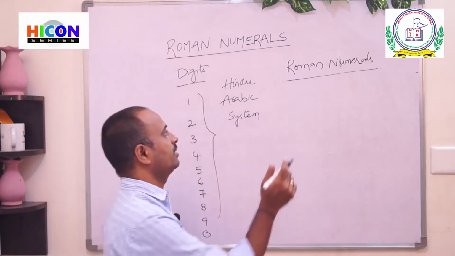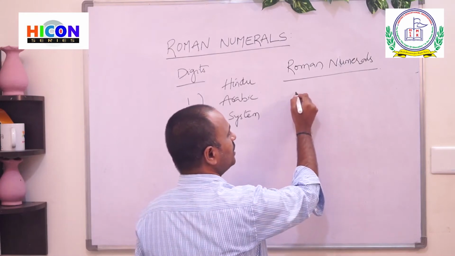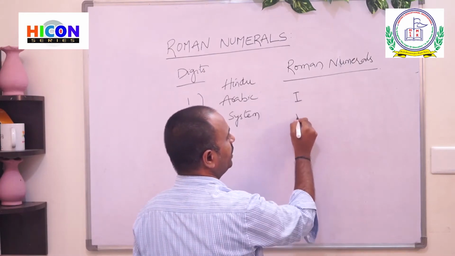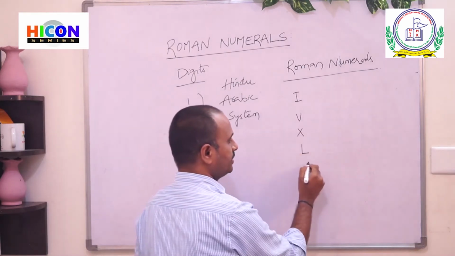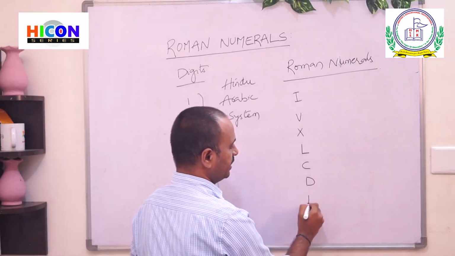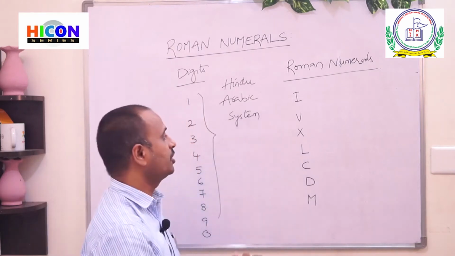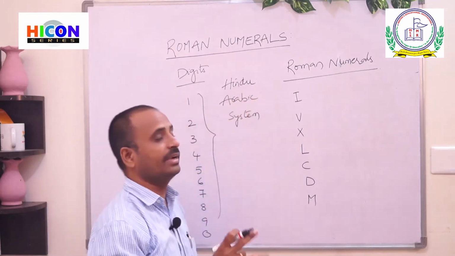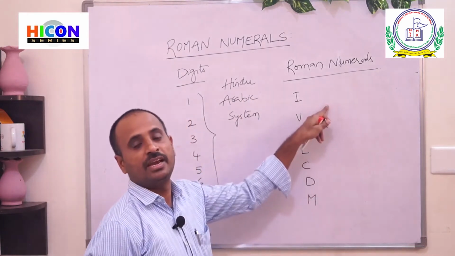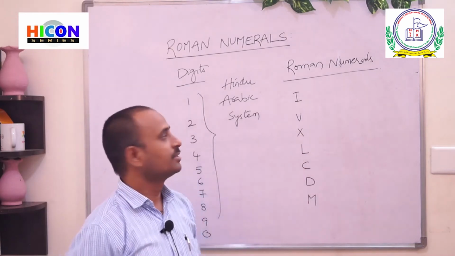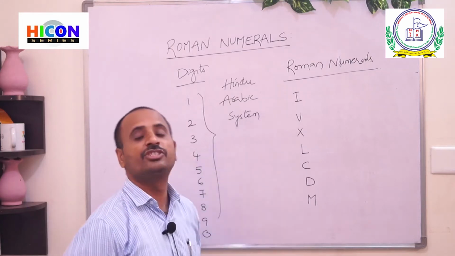Let us see what they are. The Roman numerals are a total of 7: I, V, X, L, C, D and M. Children, these are the 7 symbols used by the ancient Romans to write different numbers. They used combinations of these symbols, and that's why these are called Roman numerals.